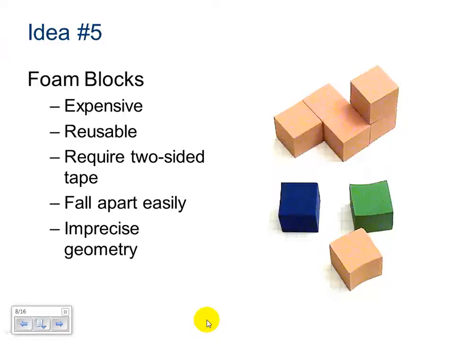Foam blocks are what we're using here, or wood blocks. These can be expensive. They are reusable. They will require some two-sided tape or some glue to put together. They could fall apart easily, and they do offer imprecise geometry. Because they're foam, they're a little bit squishy, so you can see that they might be distorted on the edges.